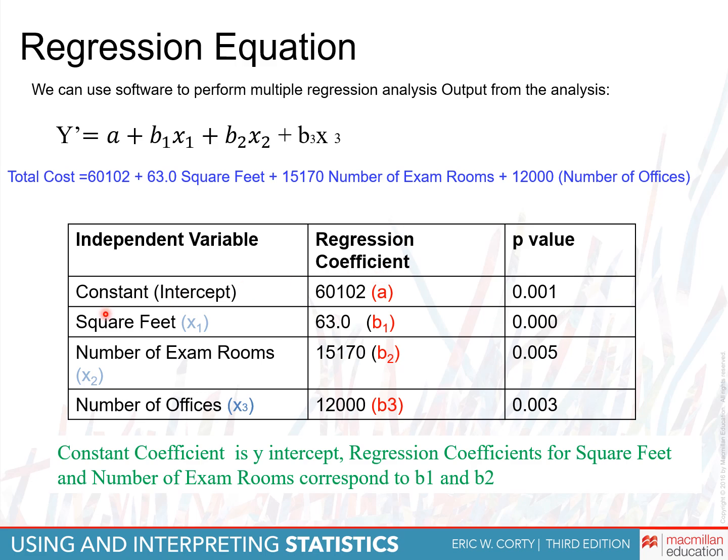And then x1 corresponds to our square feet, so that's the size of the clinic, and we get 63 for the value of b1 there. The number of exam rooms is our second explanatory variable, that's x2, and we have the slope for that here, that's b2. And then the number of offices is going to be our third explanatory variable, x3, and here we would have b3, which is going to be the slope for x3.